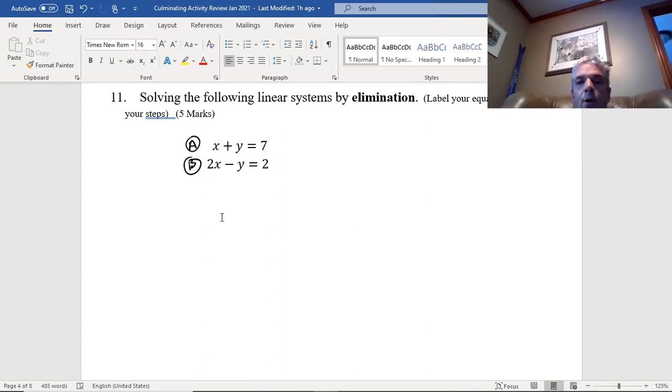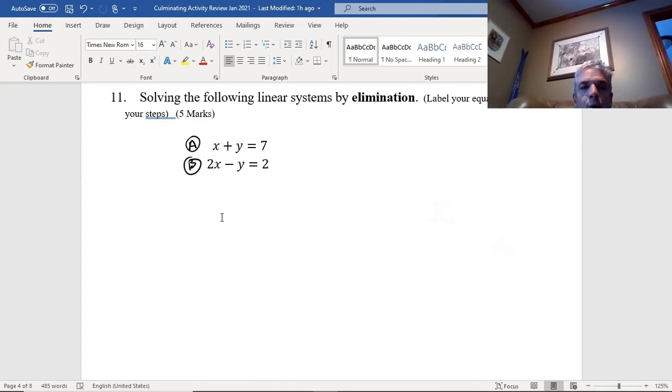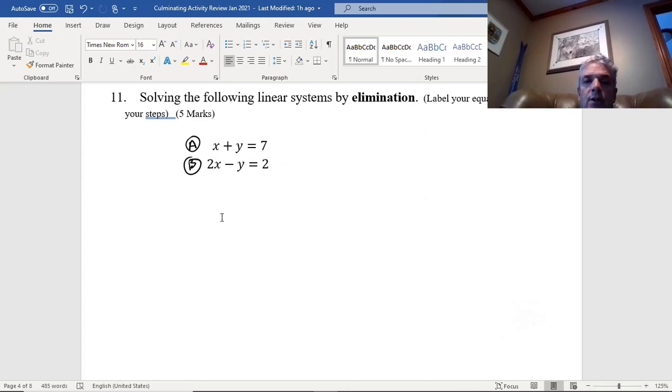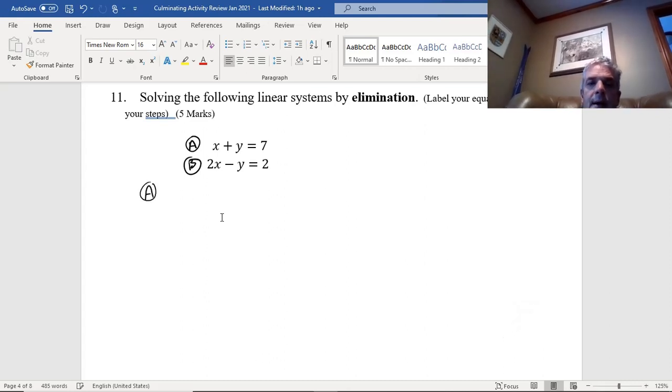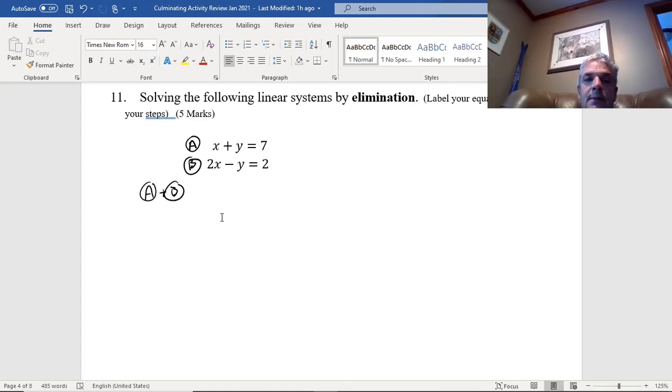And what I'm looking for is opposing values. So in this particular case, 1x and 2x are not opposing values, but 1y and -1y are. And if I add these two together, they'll be 0. And that is the ticket here. So I'm going to say A plus B. Now, if this was plus Y and that was plus Y, I'd be subtracting. But because they're opposites, I'm going to add. And when I add, they're going to become 0.